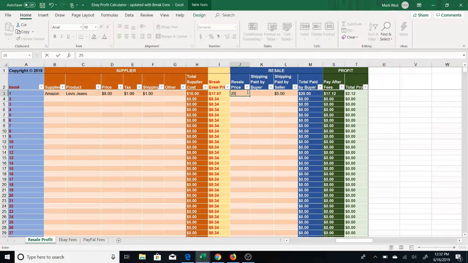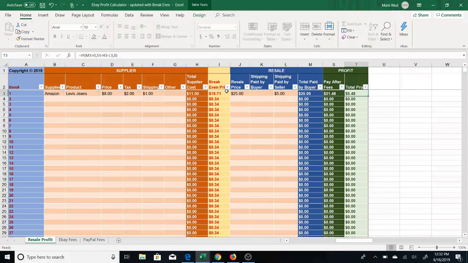Let's say I change this to 25. Let's say I raise the price, and you will immediately see your change in profit on this side, right? Or even if your cost changes, right? Even if your tax goes up, okay, which increases the cost from your supplier, right? Your break even will go up. Right, your profit may go down a little.